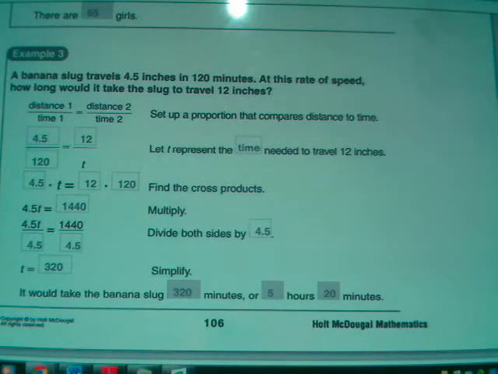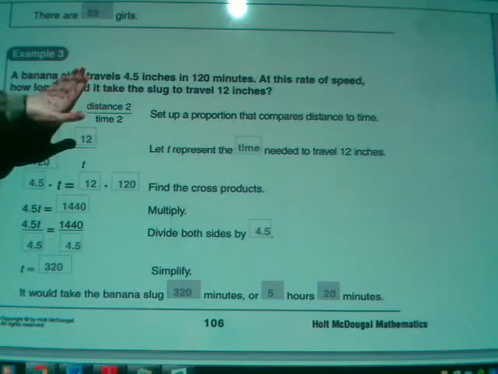All right, number 3. A banana slug travels 4.5 inches in 120 minutes. At this rate of speed, how long would it take the slug to travel 12 inches? So this is more of what we just did, not just saying that the left and the right sides are equal or the ratios are in proportion, but actually trying to find one of the numbers.